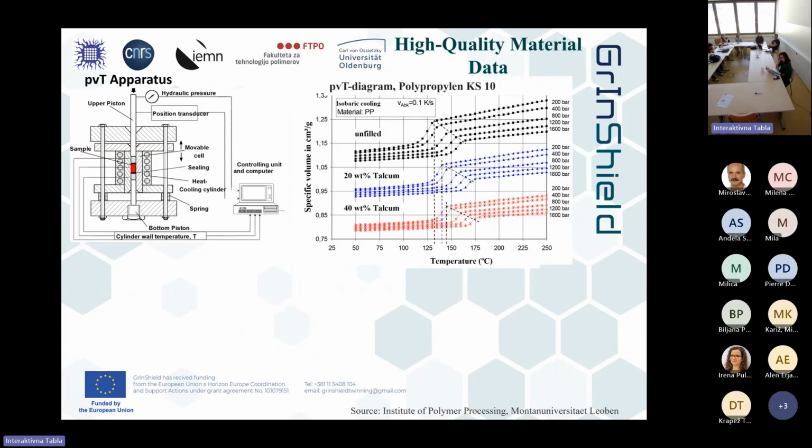The next thing we need for simulation is a so-called PVT diagram. P means the pressure. We measure from 200 to 1,600 bars.